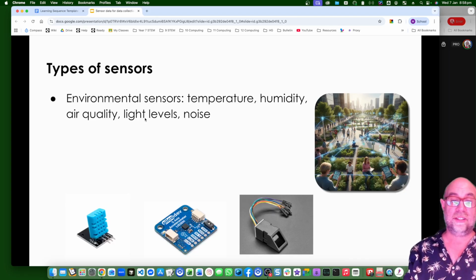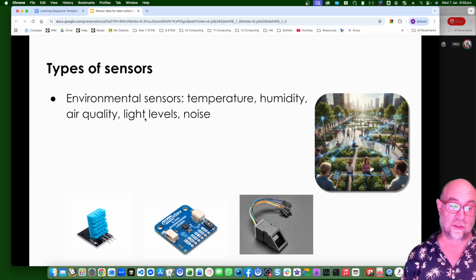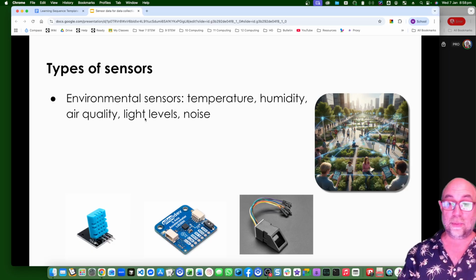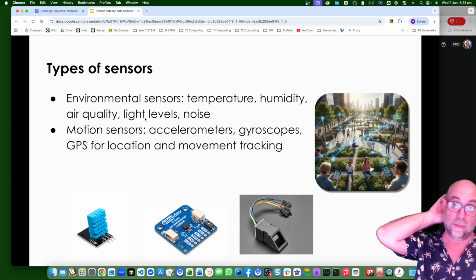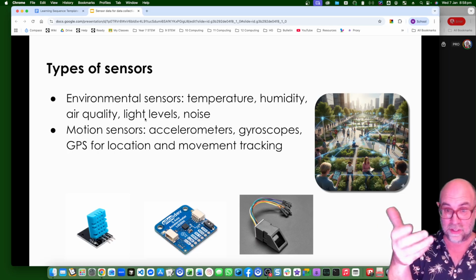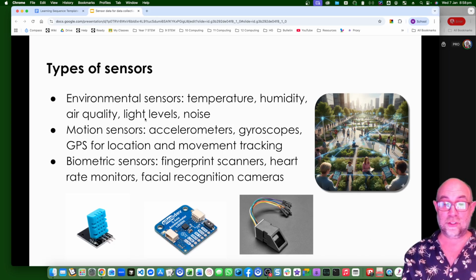So what type of sensors do we have? Well, we have environmental sensors, including temperature, humidity, air quality, light levels, noise. Motion sensors: accelerometers, that's how your phone knows when you're tipping and turning it, gyroscopes know what kind of direction you're going in, GPS and movement tracking.